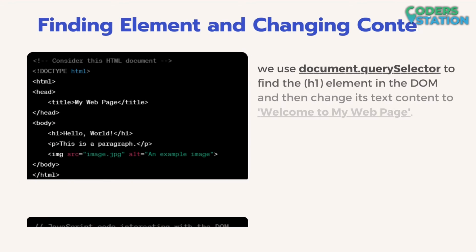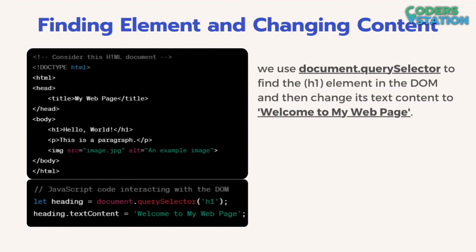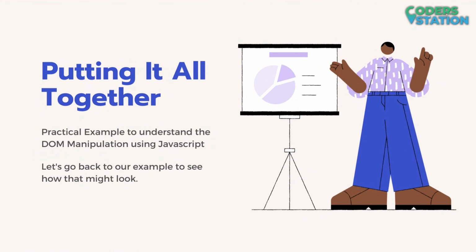So here in this example, JavaScript interacts with the DOM using the document object. The document object refers to the whole HTML document, whole HTML code. In this example, we use document.querySelector to find the h1 element in the DOM and then change its text content to "Welcome to my web page". This is just one of the many things you can do with the DOM using JavaScript. With this, let's see an application of DOM manipulation.